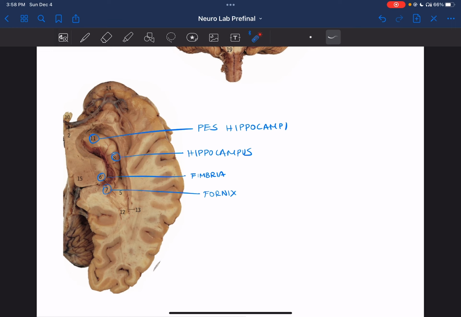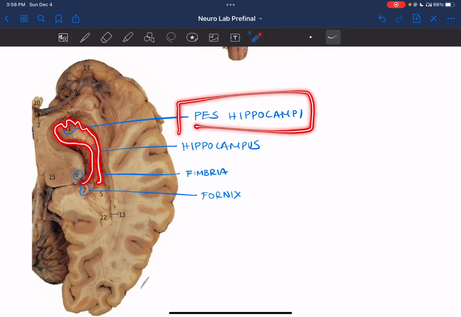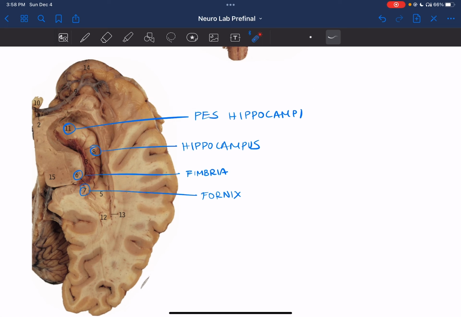Now coming back again, the hippocampus in another section looks very different, right? This hippocampus is going to continue to the front and form a claw-like appearance, and that is called pes hippocampi. And towards the posterior part, it forms a finger-like appearance called the fimbria. And also it forms something called the fornix. So 6 is fimbria here, and this is fornix.